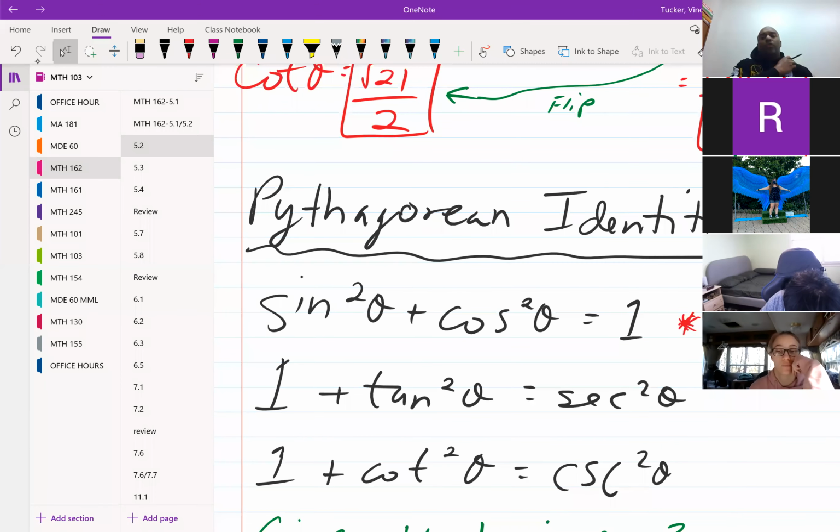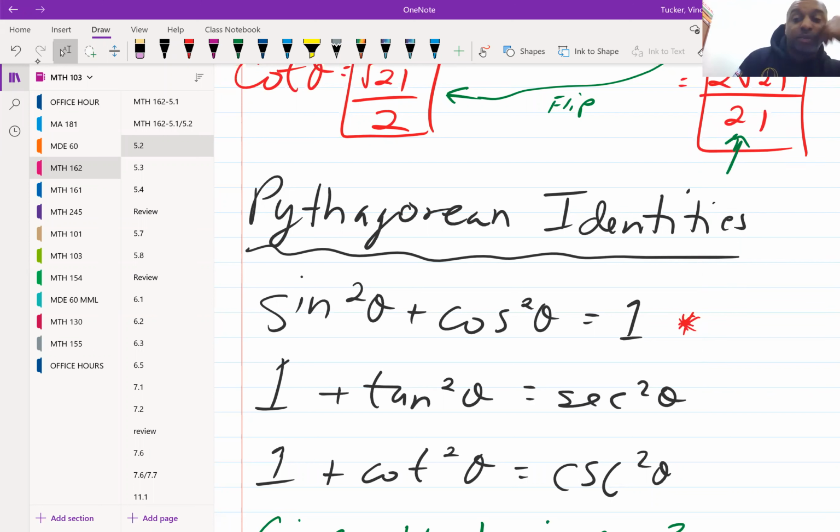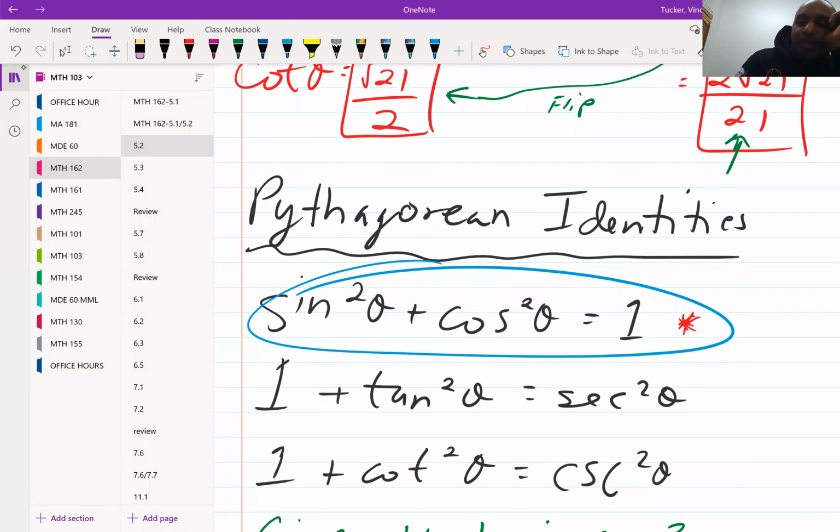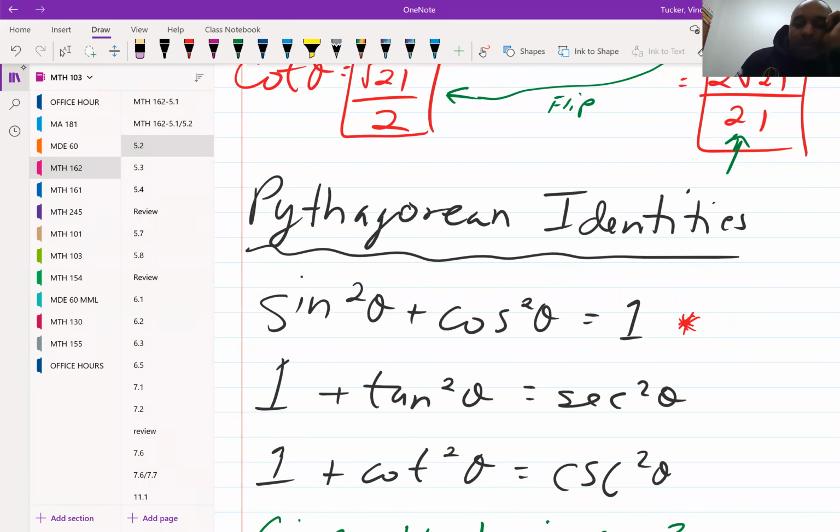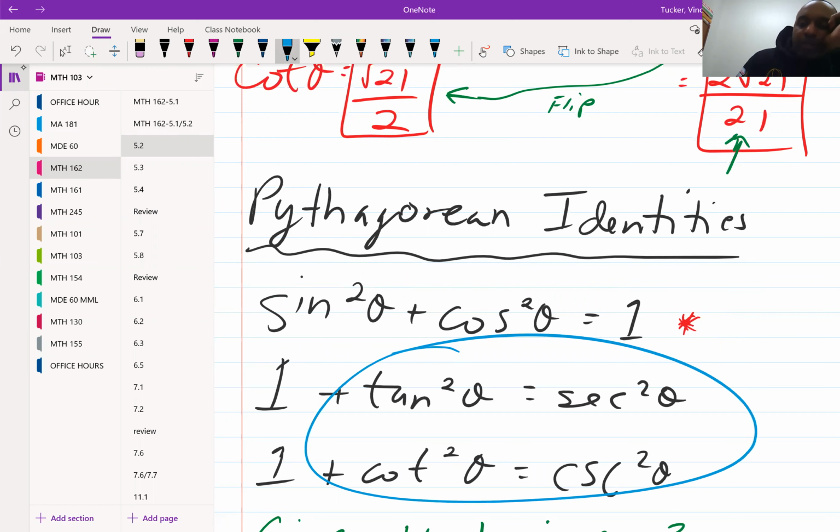All right. So we have 3 more identities, the Pythagorean identities. And I put an asterisk beside sine squared theta plus cosine squared theta equal to 1 because that one always found a way to show up. So even if you don't remember the other two, always try to hold on to this one because it always finds a way to show up somewhere. But the other ones do too, so make sure you know how to use them.